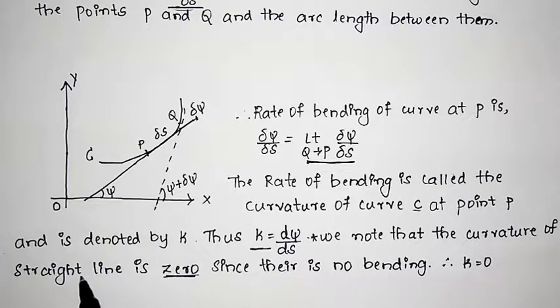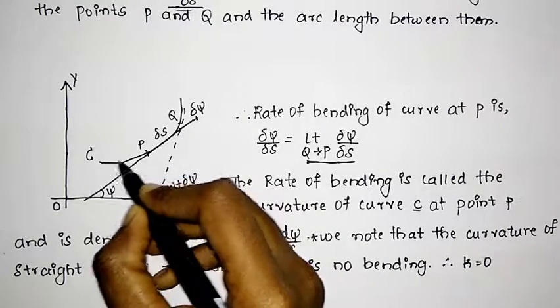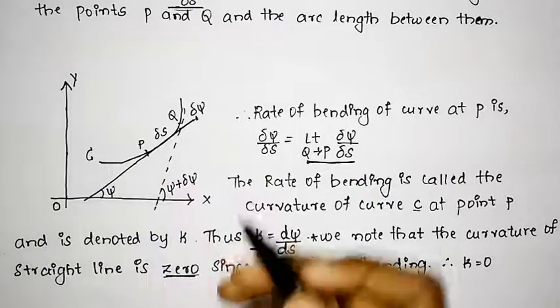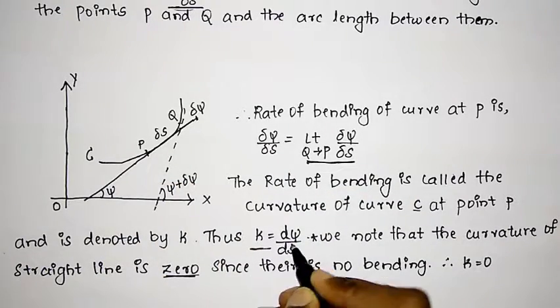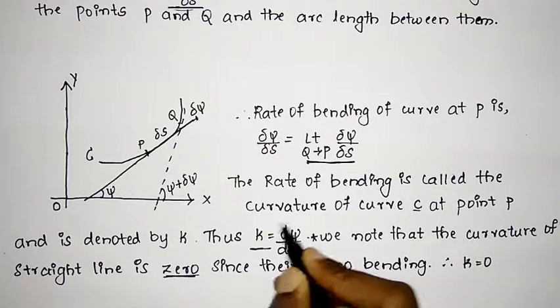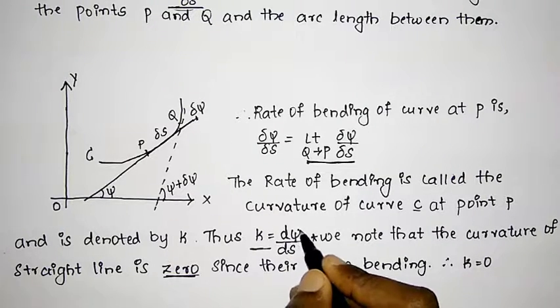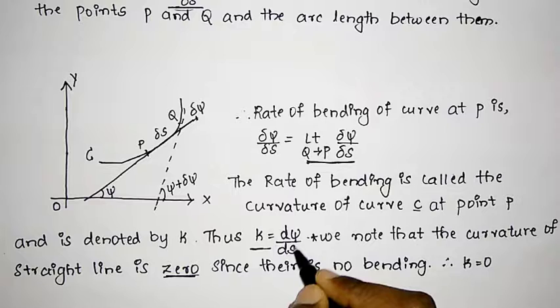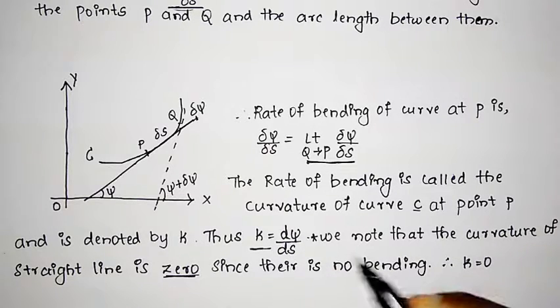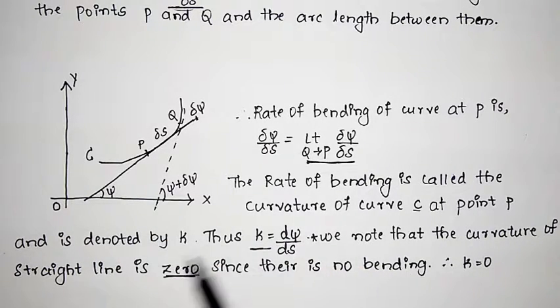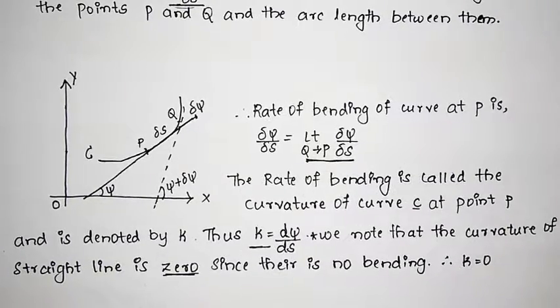So for a curve, the equation for curvature k is nothing but d phi by ds. This is the small change in the tangent with respect to the change in distance. But if you consider any straight line, there is no bending of the curve. Therefore the equation k will be equal to 0, since there is no bending. Therefore it is referred to as the curvature of a straight line is 0.